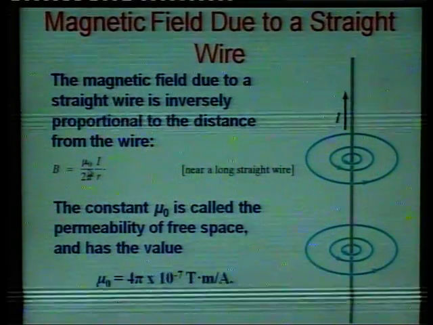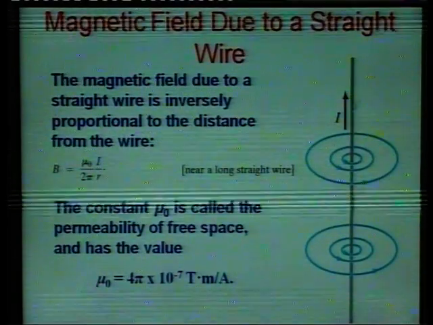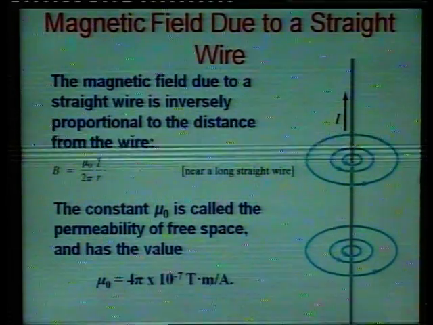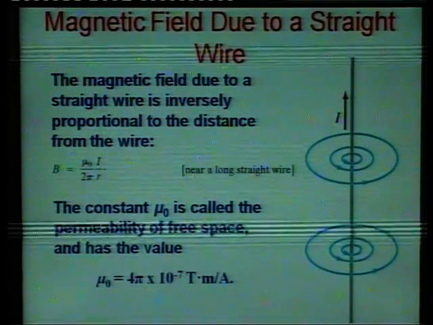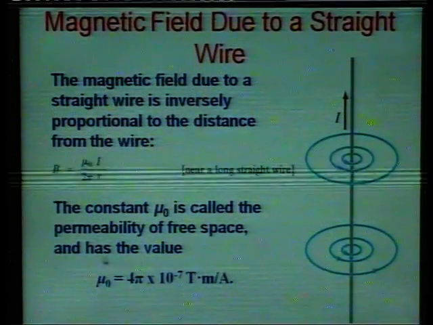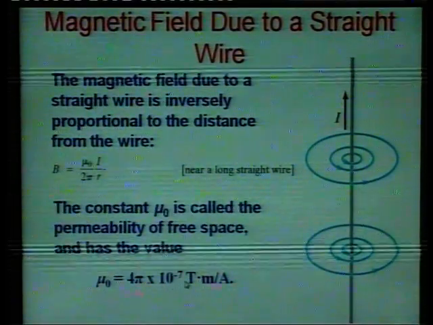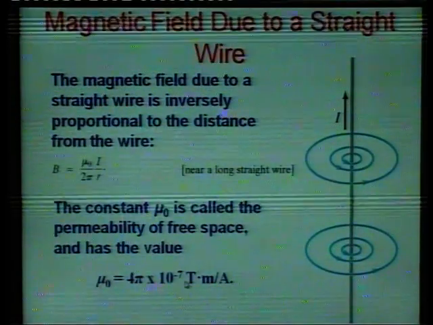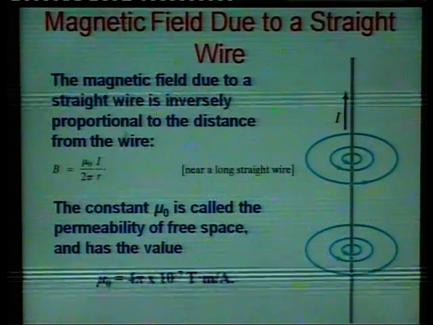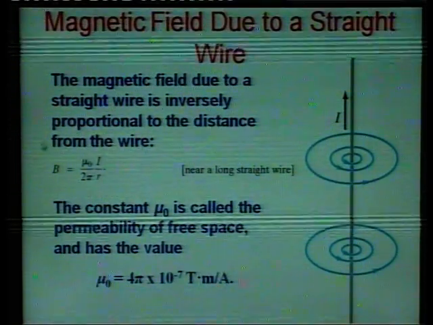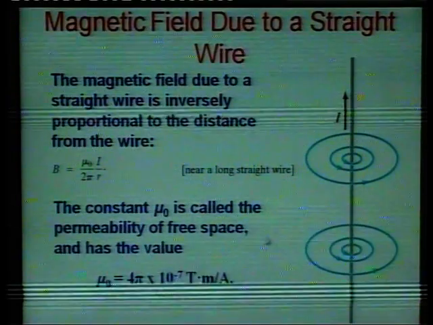B is equal to mu naught I upon 2 pi r, where I is the current flowing in the wire, r is the distance from the wire, and the constant mu naught is called the permeability of free space. It has the value 4 pi into 10 raised to the power minus 7 Henry per meter, or also Tesla meter per ampere. Using this formula, you can find the value of magnetic field due to a straight current carrying conductor.